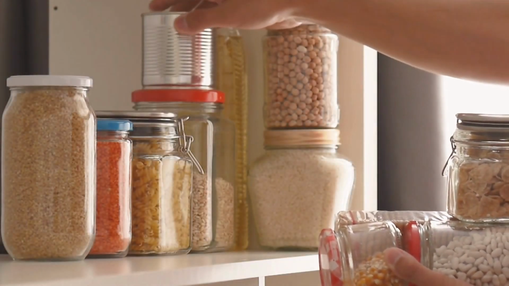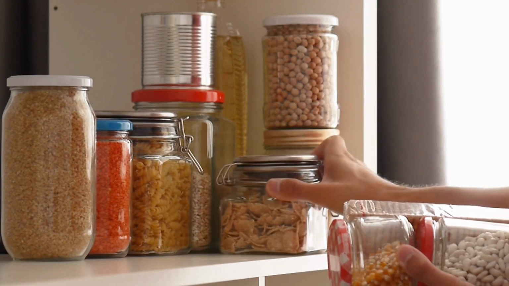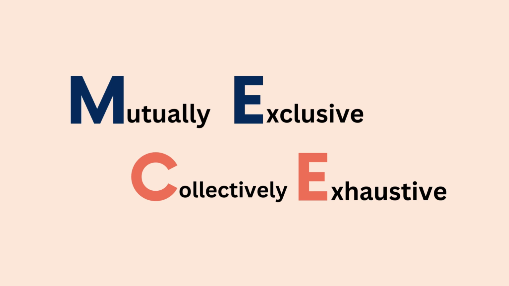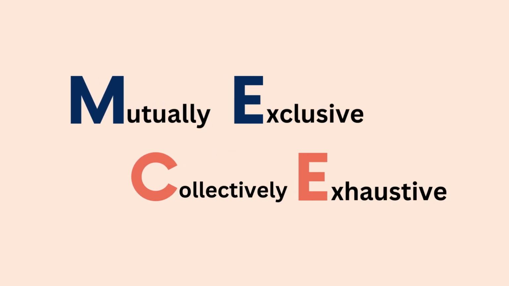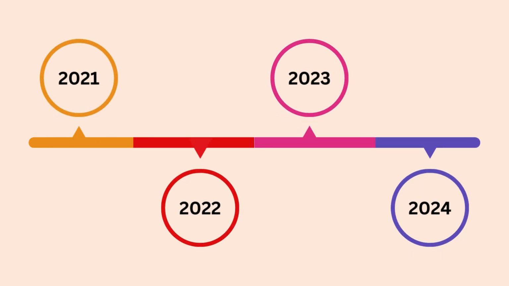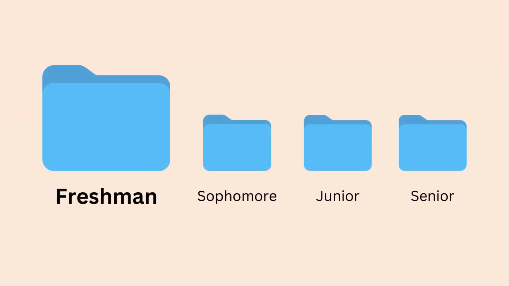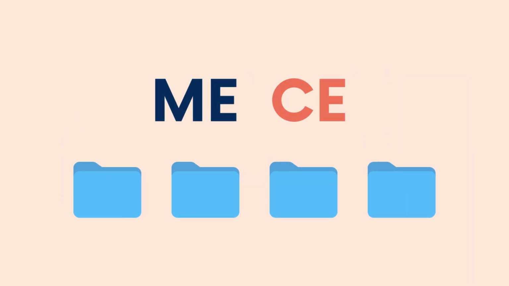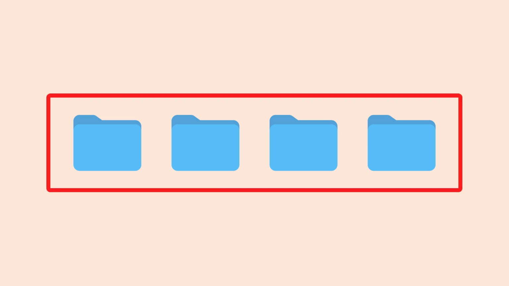The MECE principle is a grouping principle that can be used to separate a set of items or ideas into subsets that follow the 2 rules: mutually exclusive and collectively exhaustive. You can tell that the 4 letters MECE come from the first letter of these 4 words. Here is an example. If you are trying to organize your study folders by year, then you can have one folder for freshman, one for sophomore, one for junior, and one for senior. These 4 folders by nature are MECE because there is no overlap between any 2 of them, and all 4 folders collectively add up to the 4-year undergrad education.